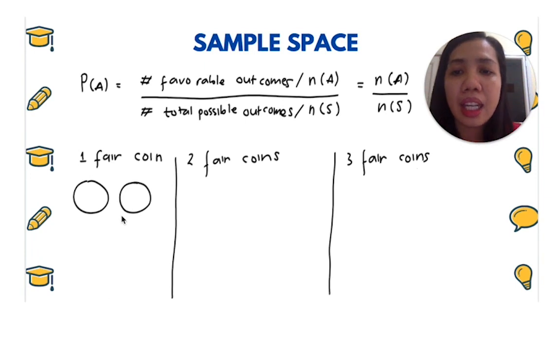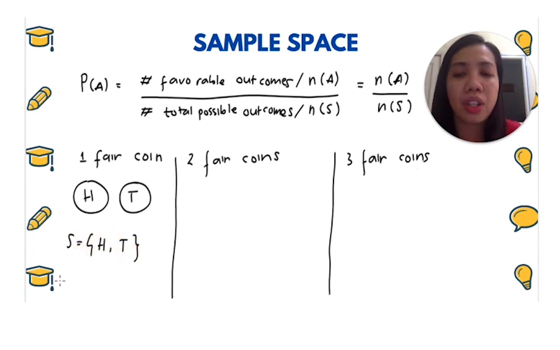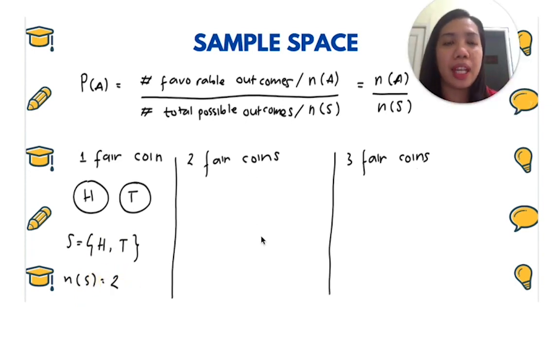So let's say I toss or flip a fair coin in the air. How many possible outcomes will we have? Because a coin has only two sides, head and tail, of course the sample space of a coin is only two, which are head or tail. So the N of S, the number of the sample space, is 2. Okay, now let's move to another case. What if we have two fair coins? When we throw two fair coins in the air, how many total possible outcomes will we get?